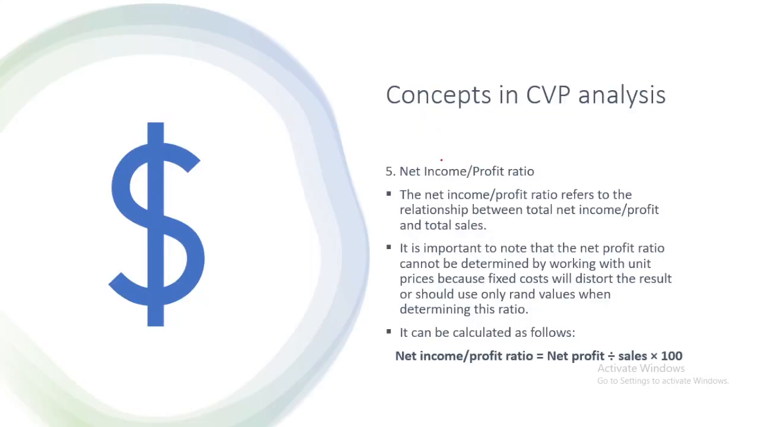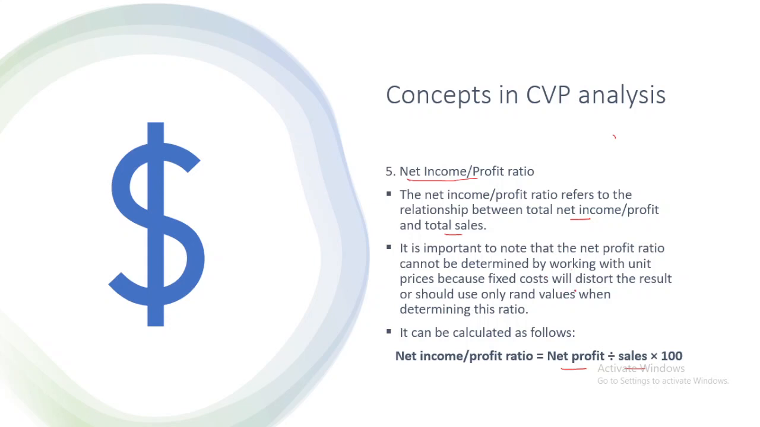Here it says that another concept is the net income ratio or net profit ratio. The net profit ratio, we've identified, is the net profit over sales, to say that from the revenue that we generated, how much of that revenue is actually our net profit. The net profit ratio refers to the relationship between the net income and the total sales. It is important to note that the net profit ratio cannot be determined by working with unit prices, because fixed cost will distort the result, so we should use only rand values when determining these ratios.